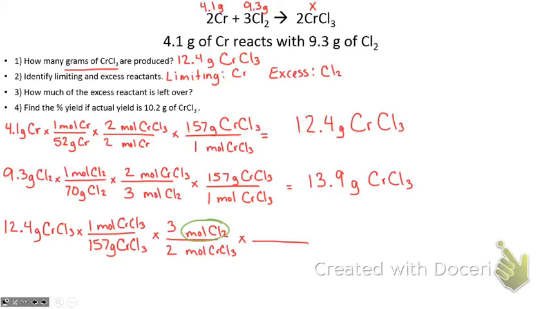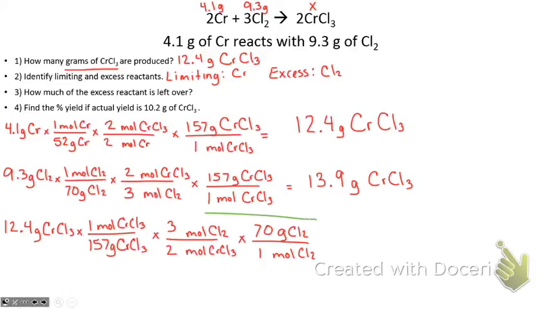If I have moles of Cl2 here, I have to have moles of Cl2 down below to cancel. So that's what I'm going to do. And then grams Cl2 will go up top. 70 grams, where did I get that number? That's right off the periodic table.